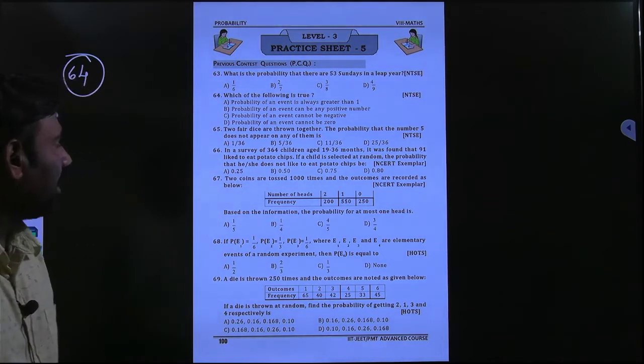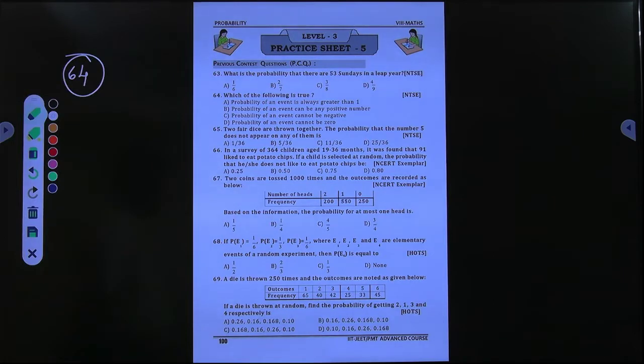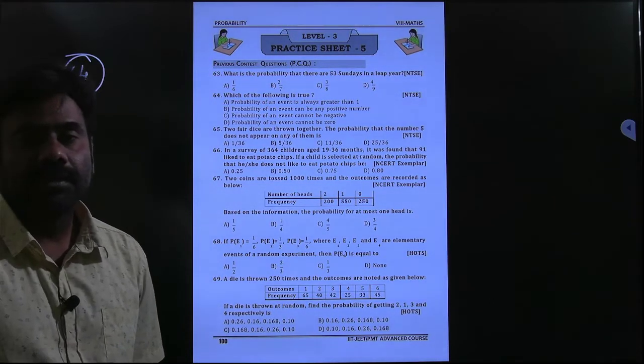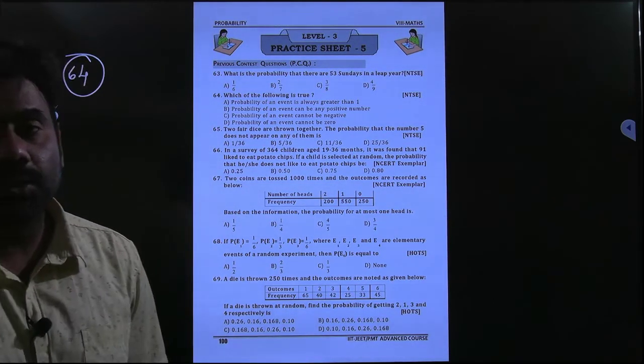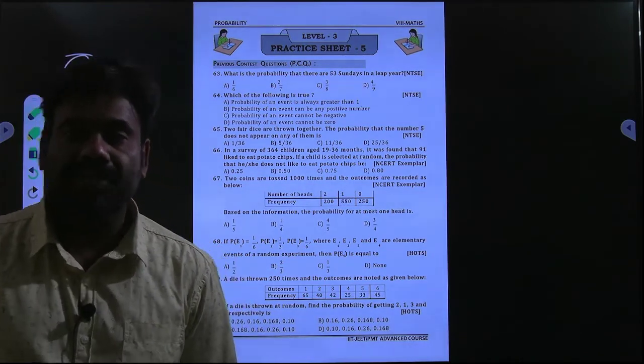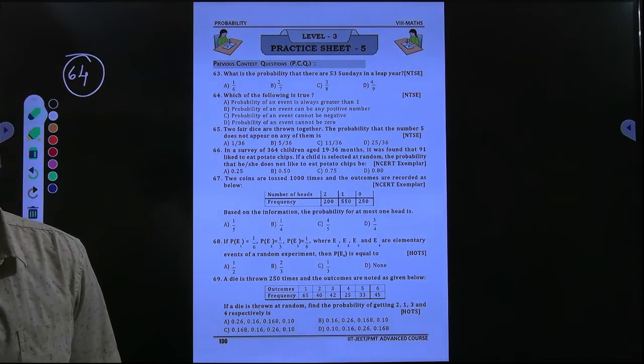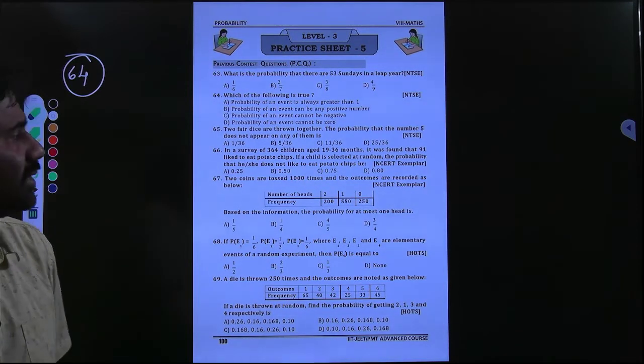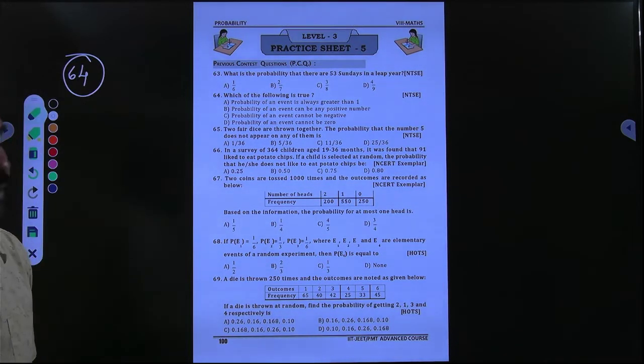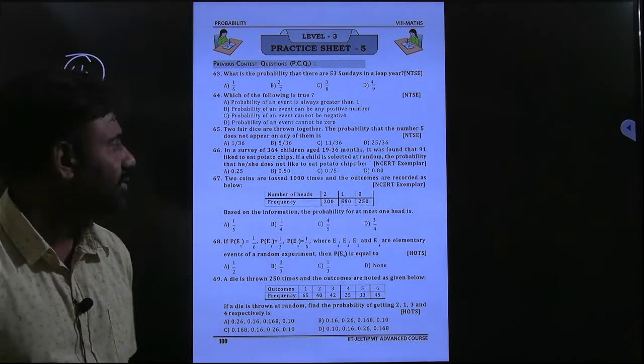Similarly, option B: probability of an event can be any positive number. Any positive number means what? 2, 3, 4, 5, 6, 7. These are all positive numbers. But as I said, the probability of any event cannot exceed 1, so it cannot be more than 1. So option B is also wrong.